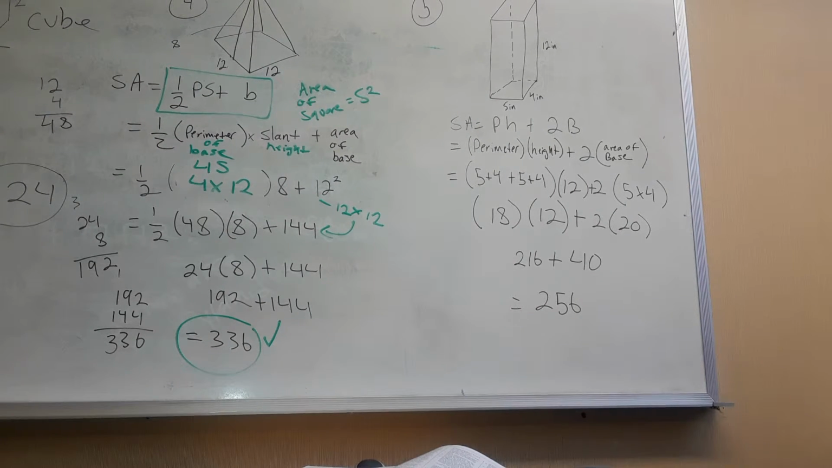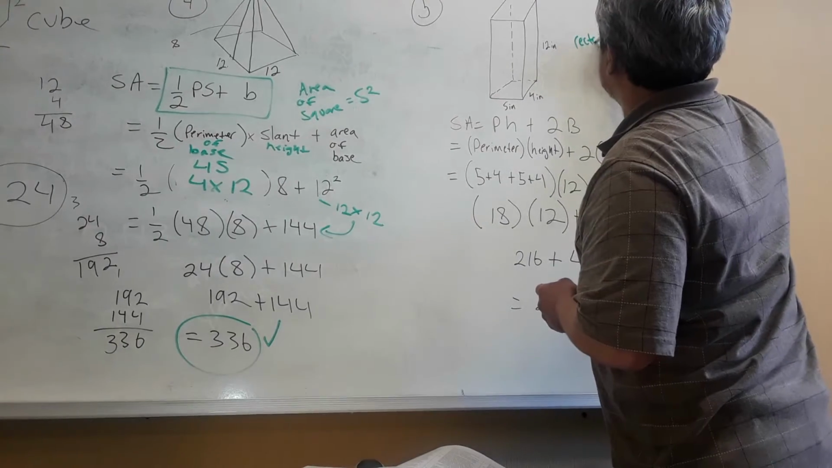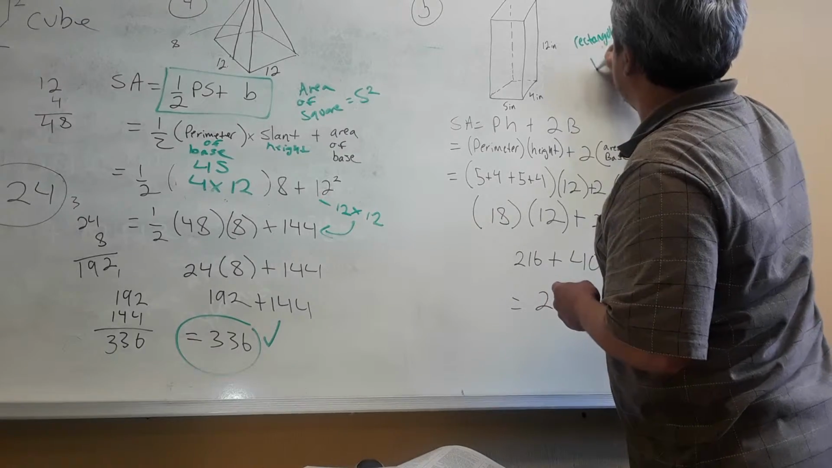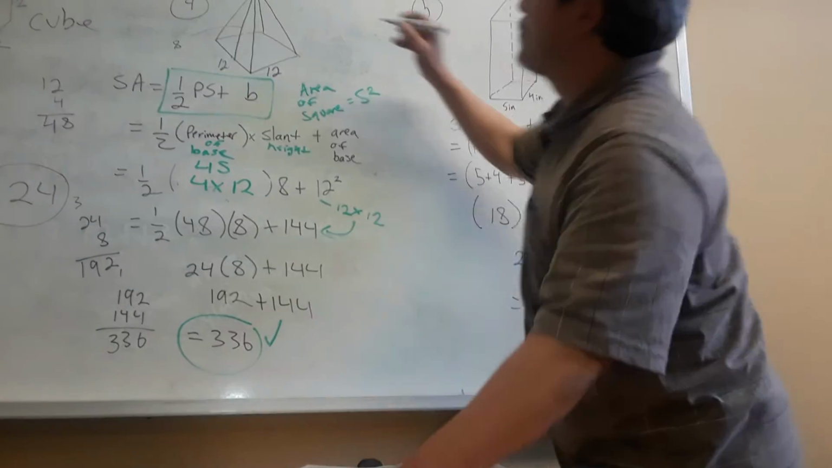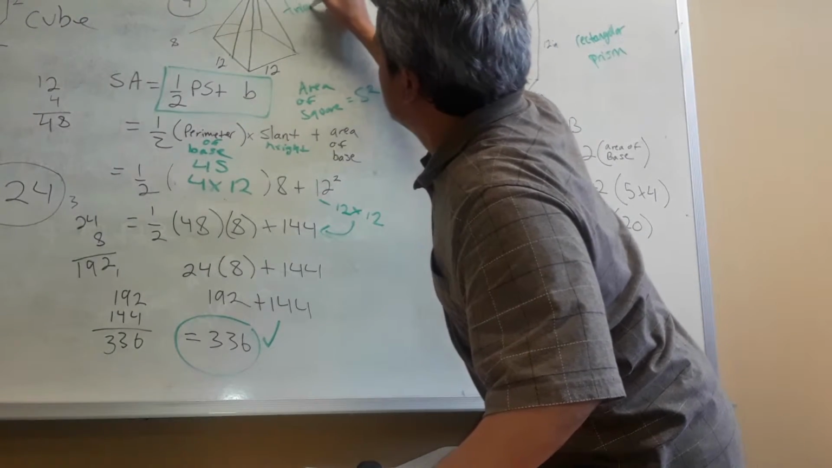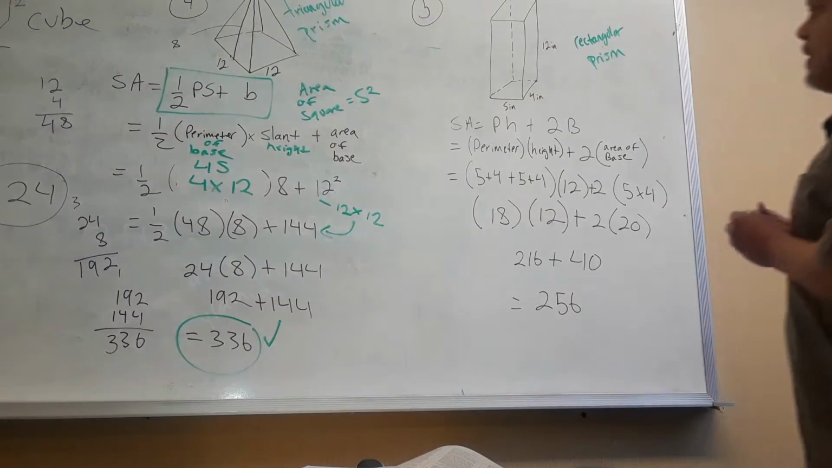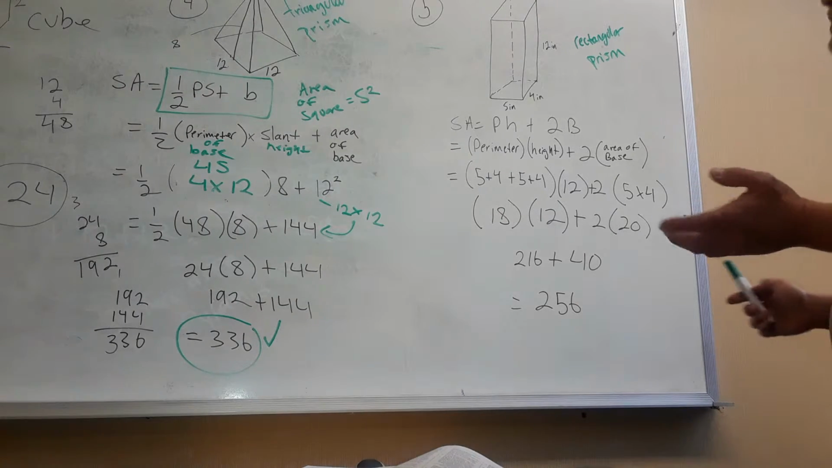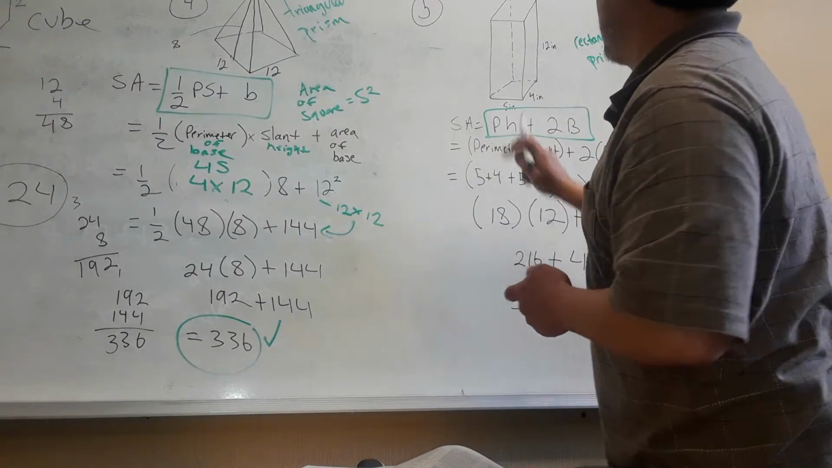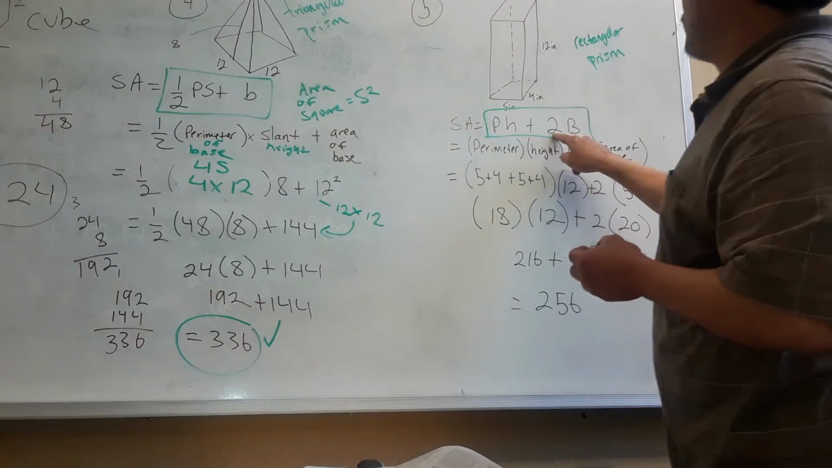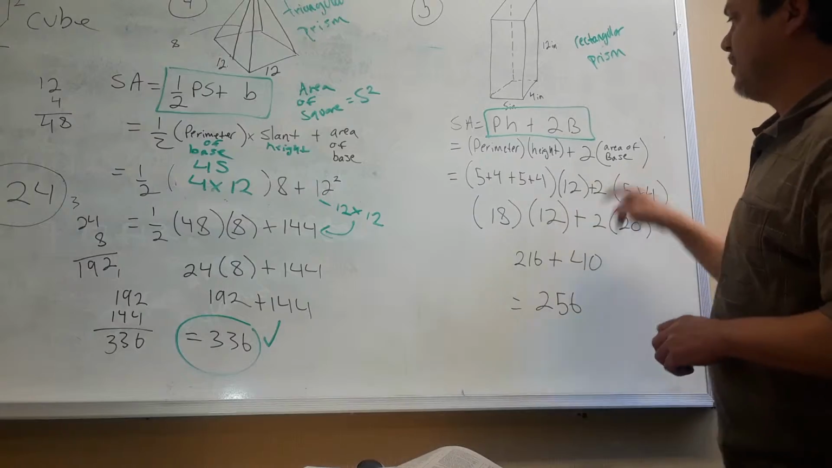Okay, and here we have another prism, a rectangular prism, and the previous one was a pyramid. In a rectangular prism, just like the first one we did, here's the formula: perimeter times height plus 2 times the area of the base.